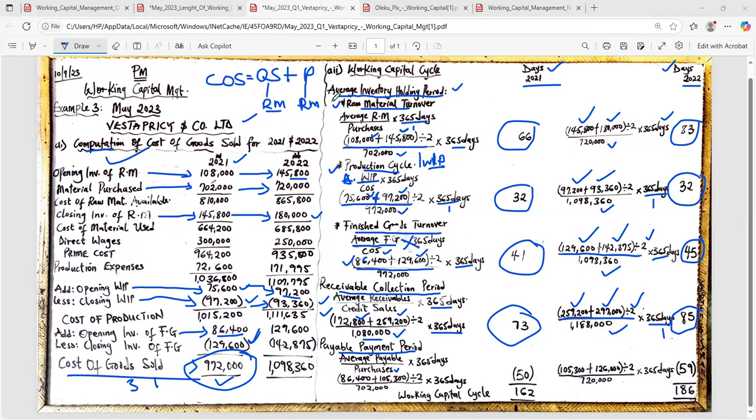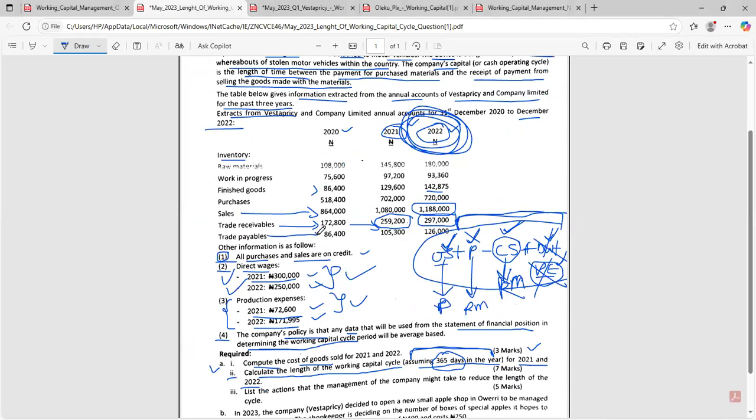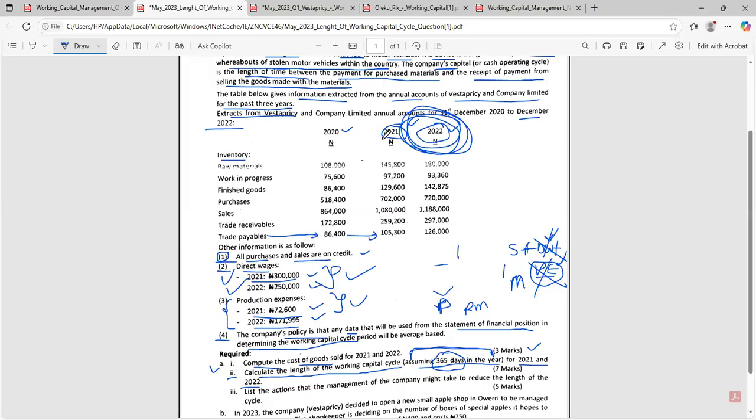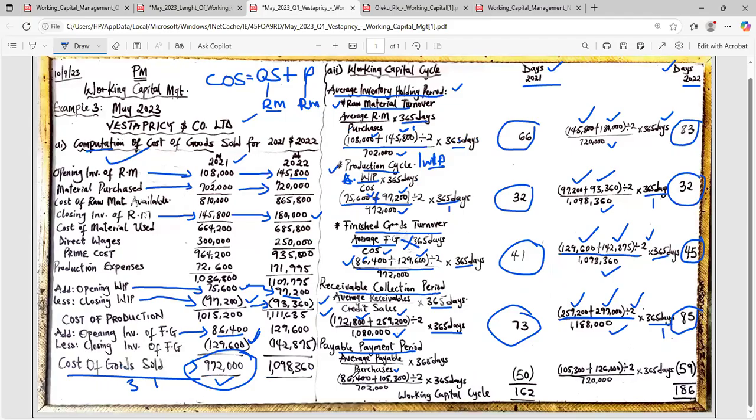Coming back to the question, where are our payables? These are our payables. Focus your mind here, payables for 2021. Let me clean this out so you can see. All right, what's our opening payables for 2021? Ladies and gentlemen, our opening creditors for 2021 is 86,400, which is the closing for 2020. So copy it and bring it here, 86,400.